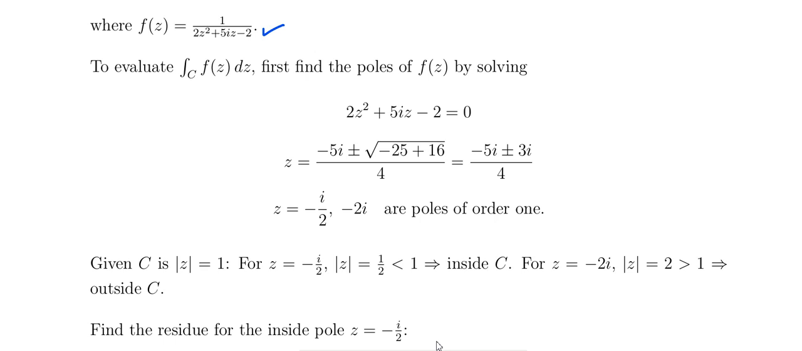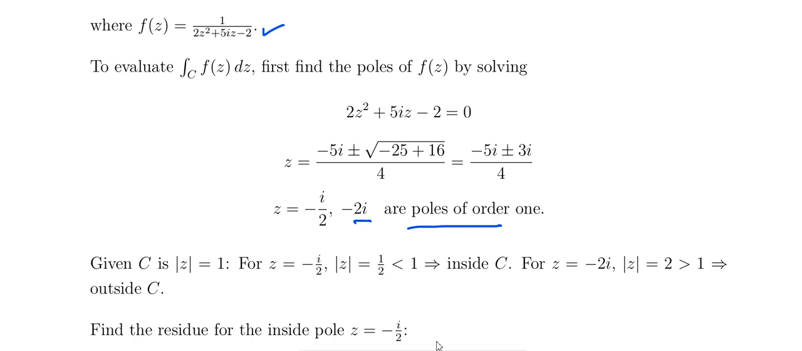Here, the denominator cannot be factorized. So just using the formula minus b plus or minus root of b square minus 4ac divided by 2a. So minus 5i plus or minus 3i divided by 4. If you simplify this, since a minus comes inside the root, i comes. So adding or subtracting, we get minus i by 2 and minus 2i. These are poles of order 1. Both are poles of order 1.